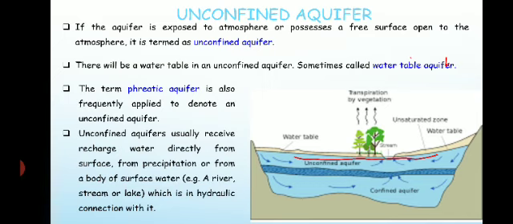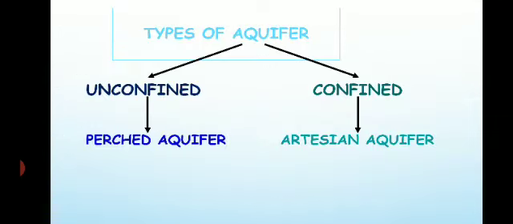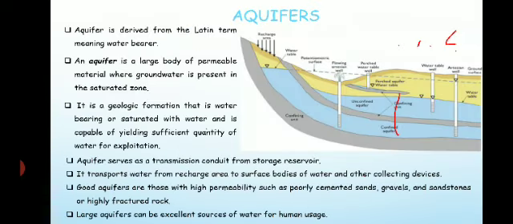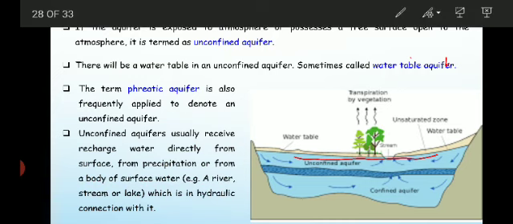So in unconfined aquifer, there will be a water table. In an unconfined aquifer, there will be a water table present in it. So you can see the top layer where the water is present, right? So this is the top layer, that is called as the water table. So in an unconfined aquifer, there will be water table.